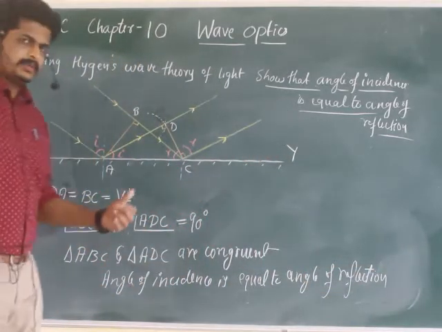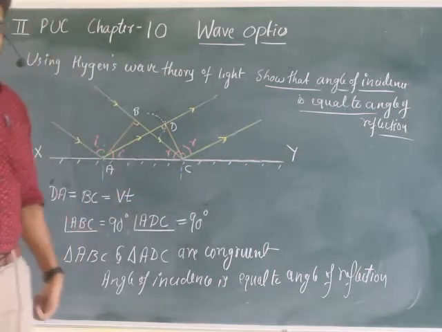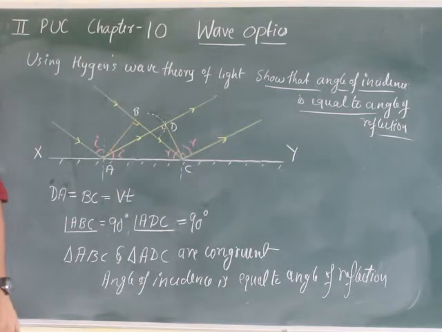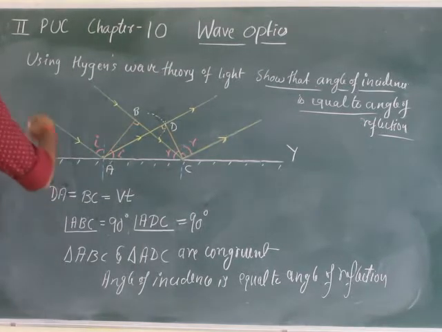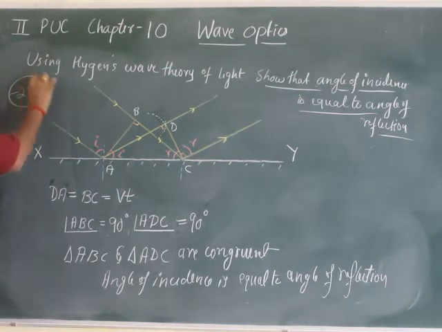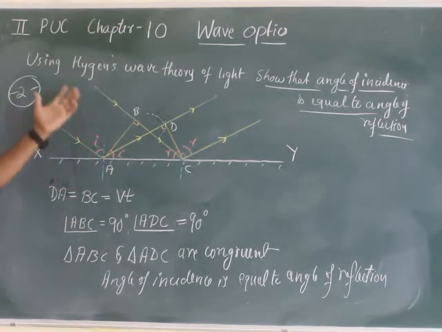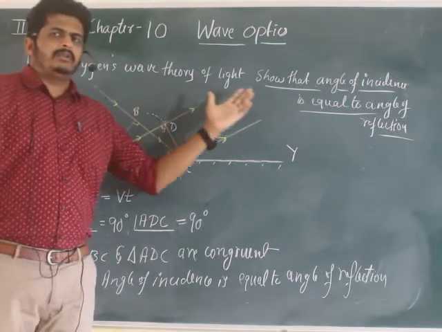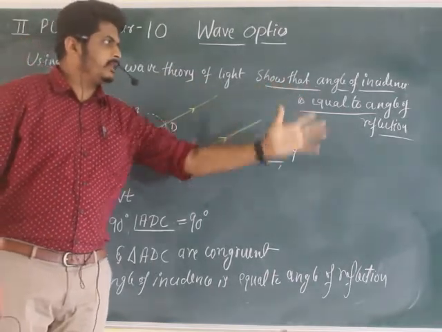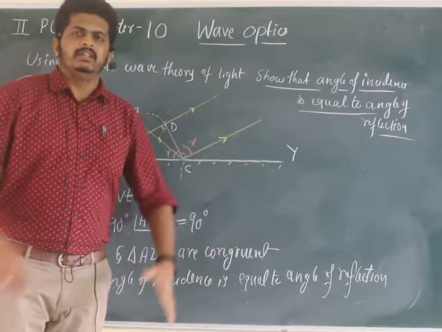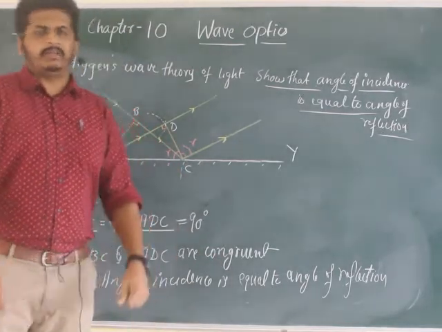Okay, so this is the explanation. Hope this is very simple for you, and it's actually asked in different examinations, maybe for 2 or 3 marks also. So the question is, using Huygens wave theory, what you are supposed to do? Show that angle of incidence equals angle of reflection. Derive Snell's law we have done already in the previous video class.